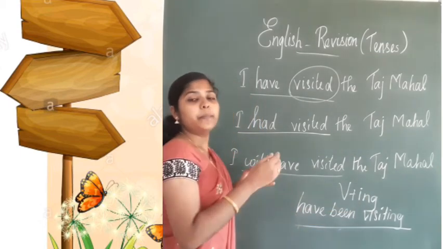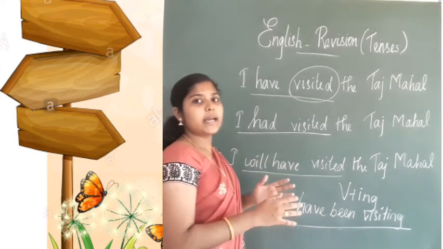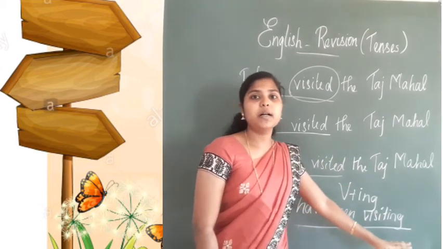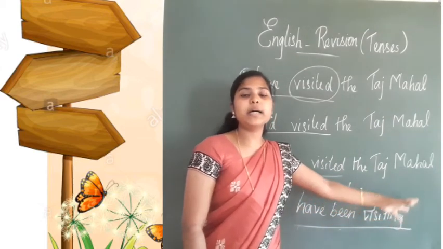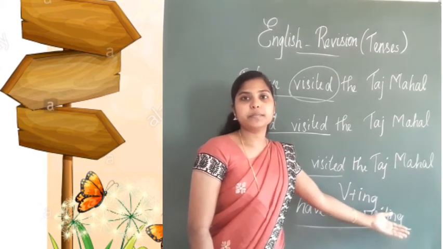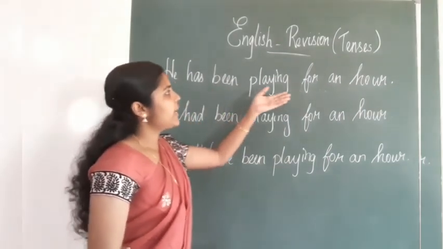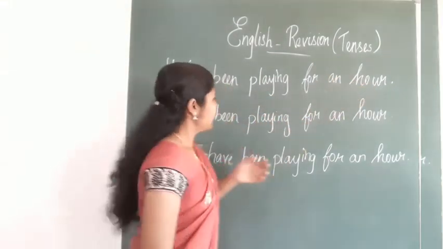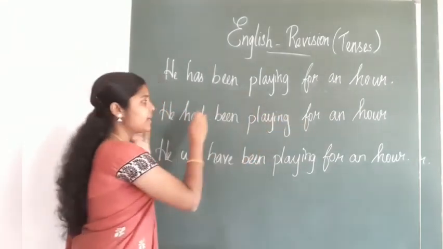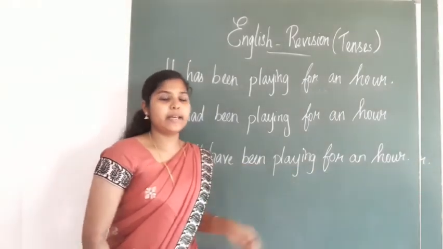Okay, then past perfect continuous tense is also indicating a completed action, a continuous action which happened over a period of time in the past. Now look at these examples. He has been playing for an hour. He had been playing. He have been playing. He had been playing. He will have been playing.